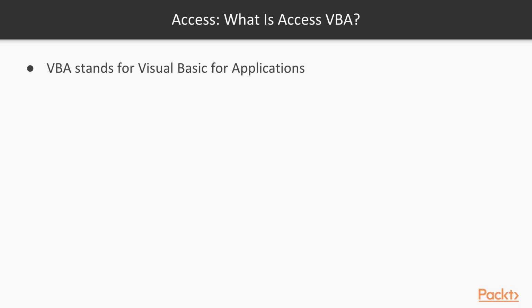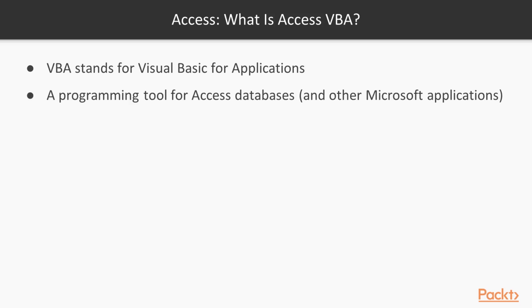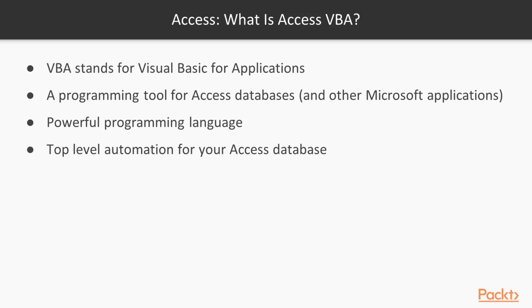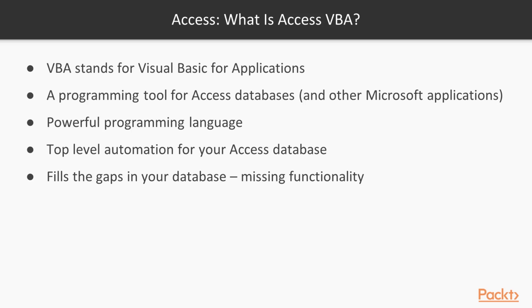VBA stands for Visual Basic for Application, the application being of course Microsoft Access, and is a programming tool used for Access databases and other Microsoft applications, including the likes of Word and Excel, sharing the same language. It's a powerful programming language compared to Access macros, which uses a different language altogether. By comparison, this is a top level of automation for your Access database, and is typically used to fill the gaps in your database, for example, any missing functionality. There is no need to be a programmer to learn Access VBA.